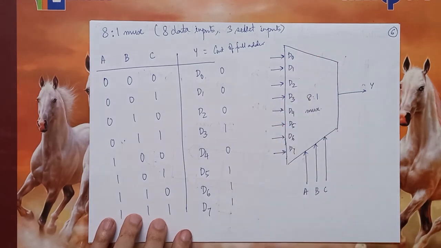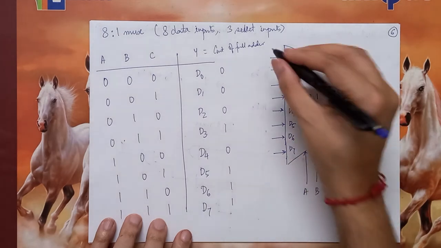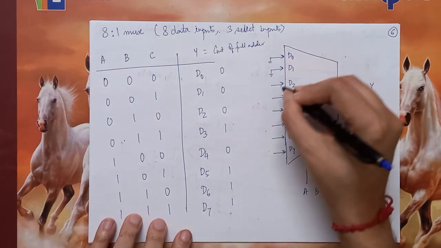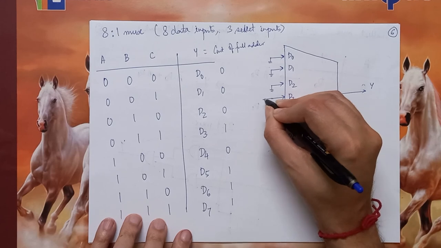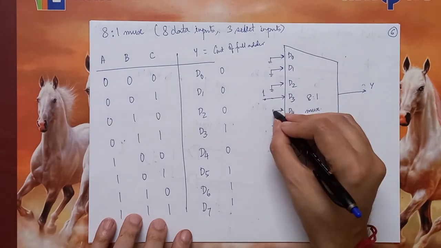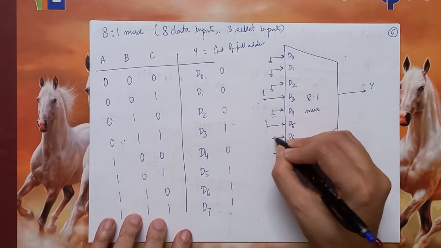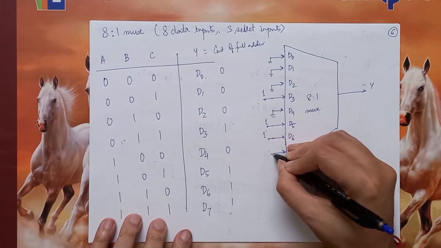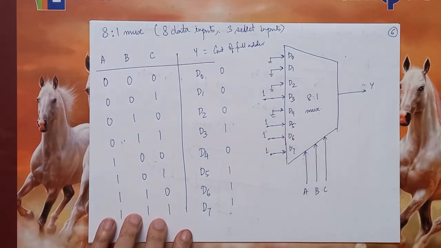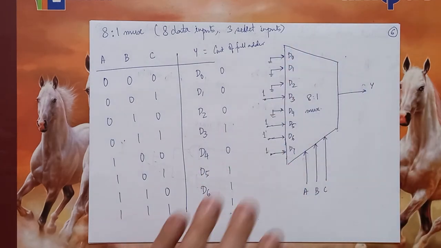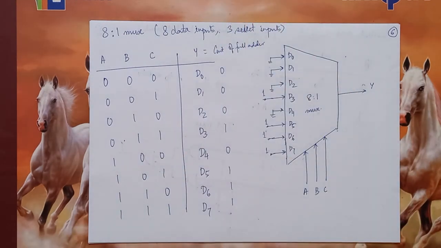So if I were to implement this using the mux, then I would give ground over here, ground over here, ground over here, but 1 over here. Then again ground over here and 1 to each of these. This is how you can use an 8 is to 1 mux to realize a logic function of your choice, in this case which is the carry out output of a full adder.